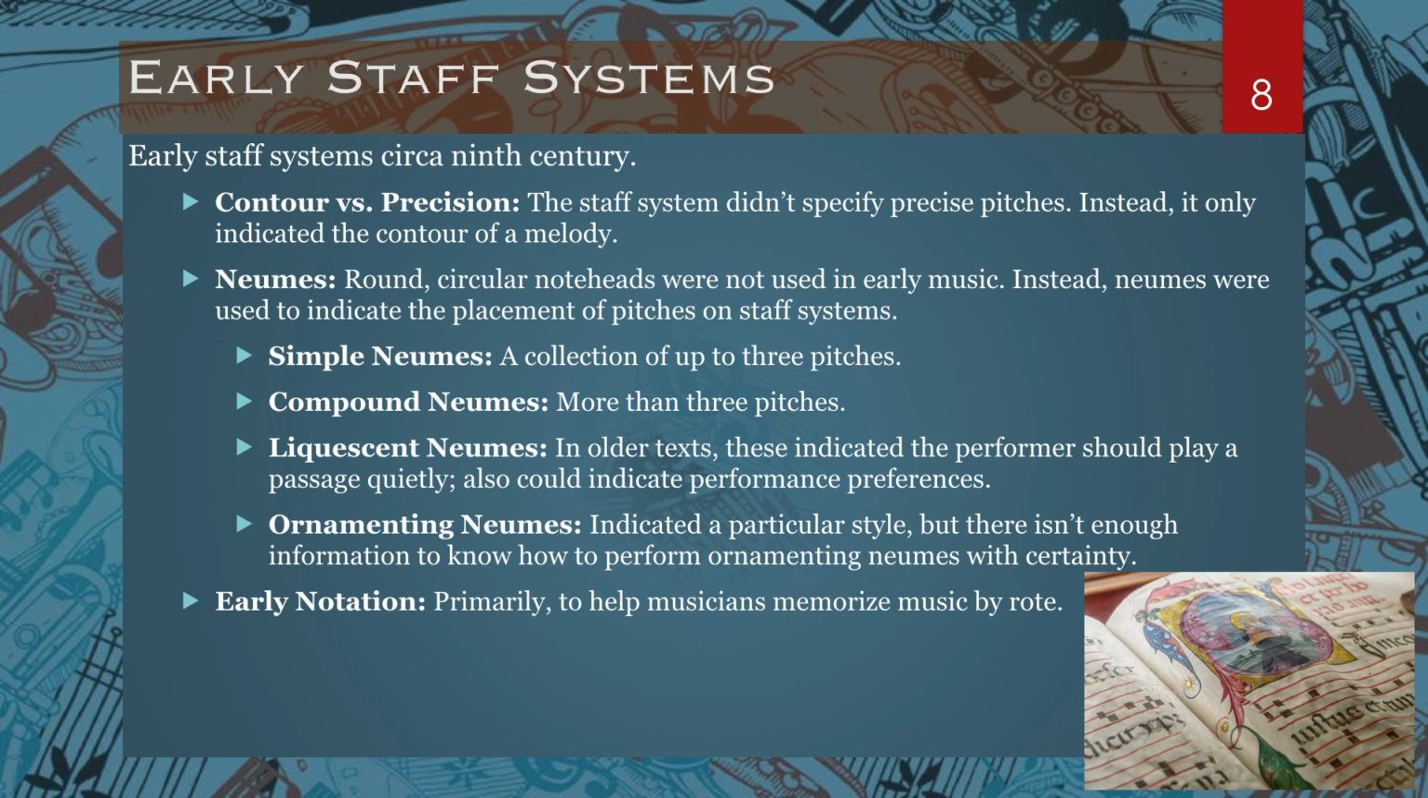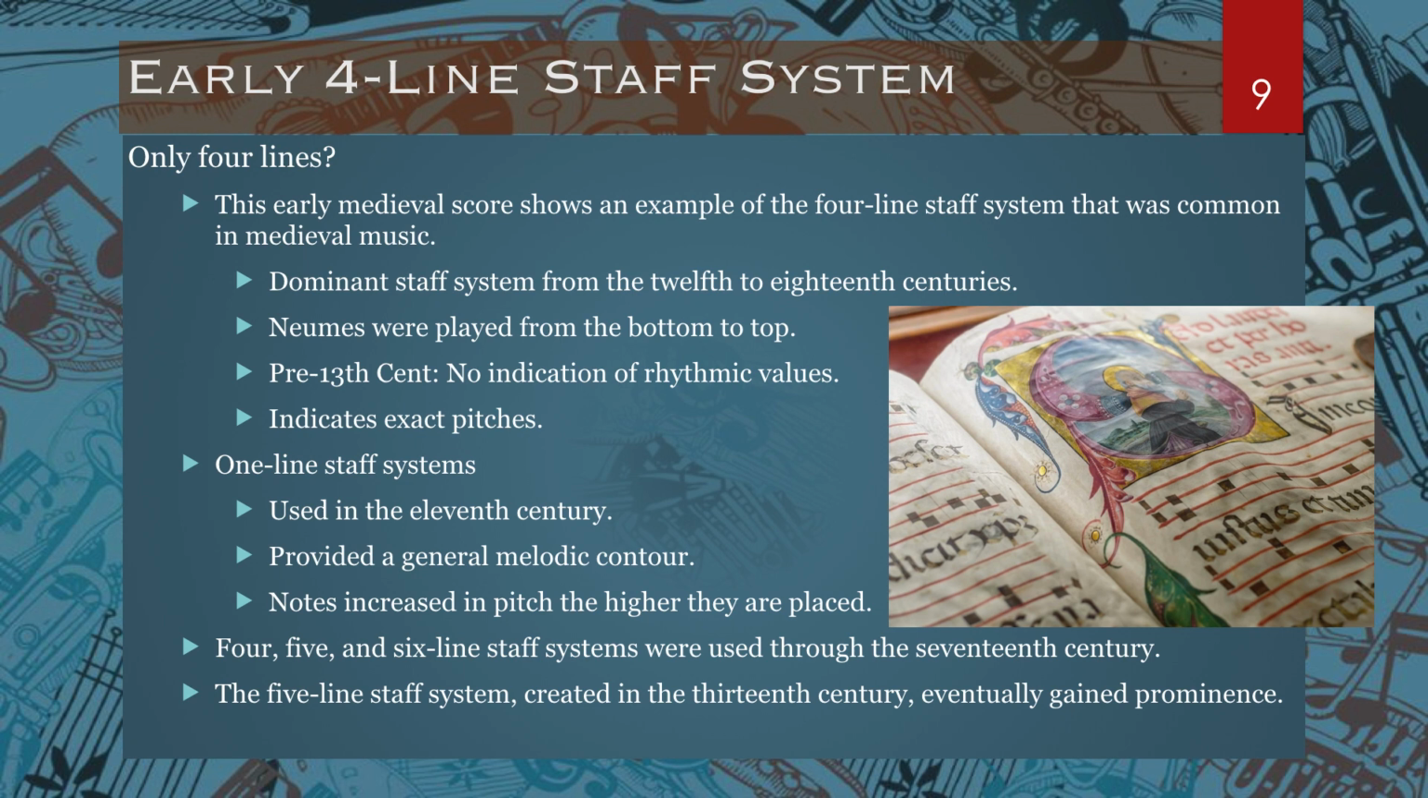In early notation, it was primarily used to help musicians memorize music by rote. So that's the important takeaway from all this. You need to know the different types of neumes and how early notation was used in music.